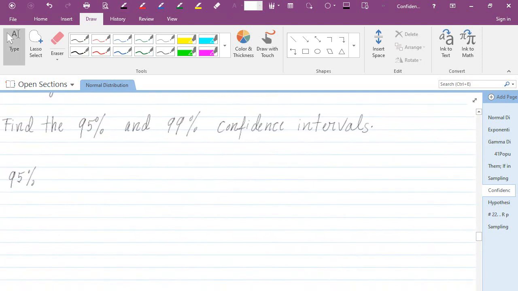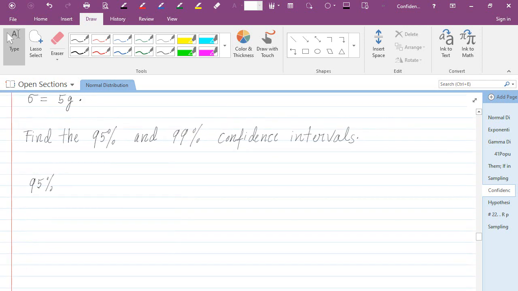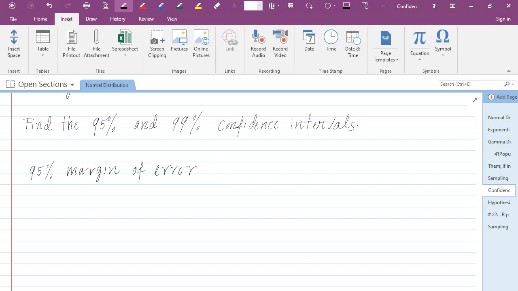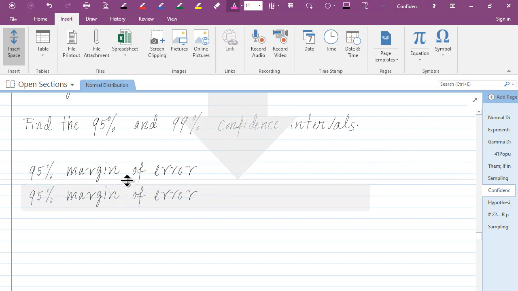All right, so let's first find the 95% confidence interval. To find the 95% confidence interval, we first need to find the 95% margin of error. And remember, the formula for the margin of error is the following.